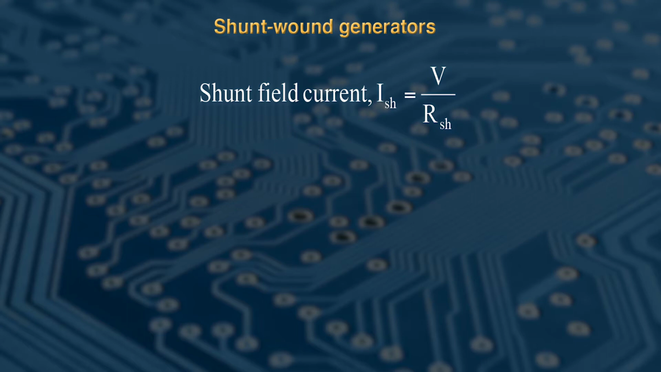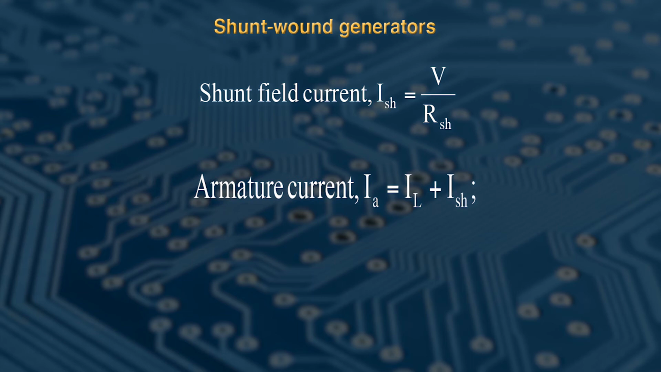The field current ISH is practically constant at all loads, and therefore the DC shunt machine is considered to be a constant flux machine. Now here you can notice that current through armature IA is equal to these two currents, that is ISH plus IL. So you can write armature current IA is equal to IL plus ISH.